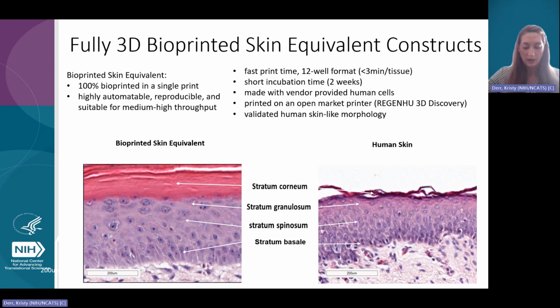We made our tissues with all vendor-provided cells, and then obviously used an open market printer, the Regenhu. And we've also validated human-like skin morphology. So you can see at the bottom the multiple layers of the stratified epidermis of the bioprinted skin equivalent compared to the human skin.